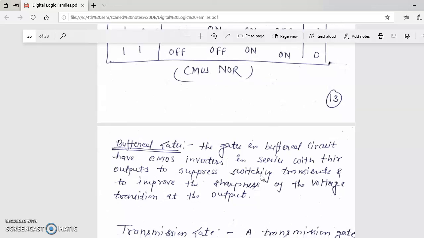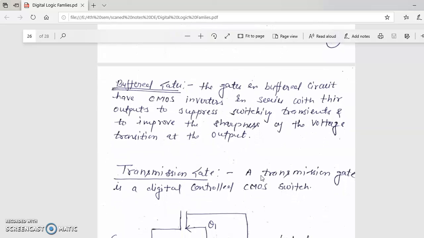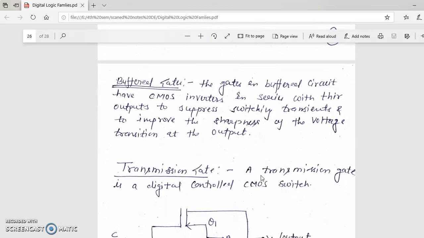This is CMOS. What is a buffered gate? A buffered circuit has a CMOS inverter in series with its output to suppress switching transients and to improve the sharpness of the voltage transition at the output. It is called a buffered gate. It means a buffered gate uses a CMOS inverter at the output of the circuit. Okay, and two properties are improved. First one is the sharpness of the voltage transition at the output, and second is suppressing switching transients if any are present.